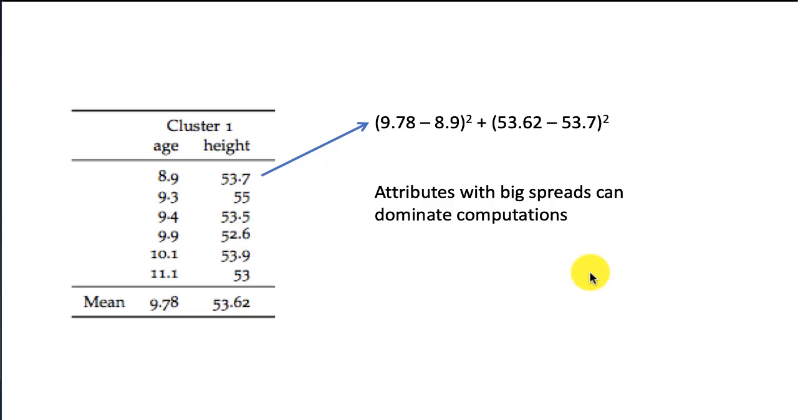Now again the problem here is that heights are measured in much larger units than ages. The absolute numbers of heights are much larger. Therefore, when you calculate the total sum of squared deviations, heights will tend to dominate. Age will not play much of a role.